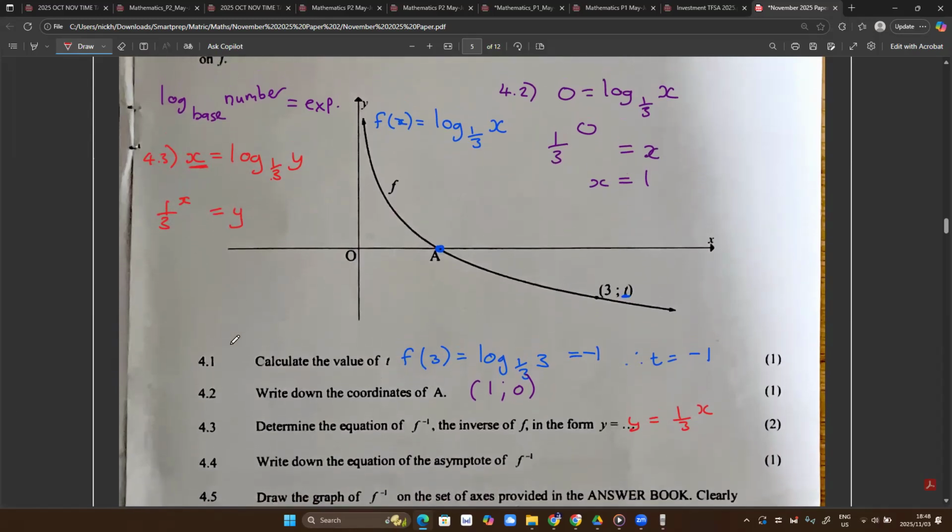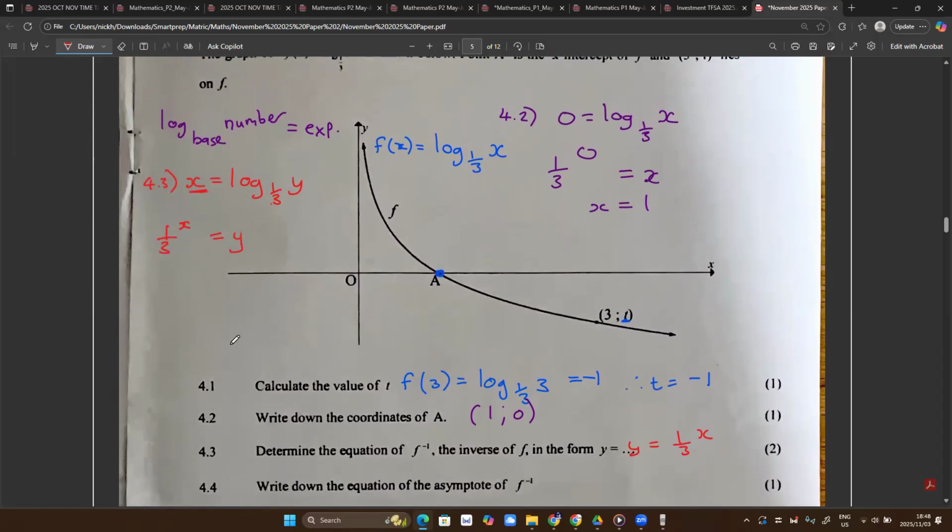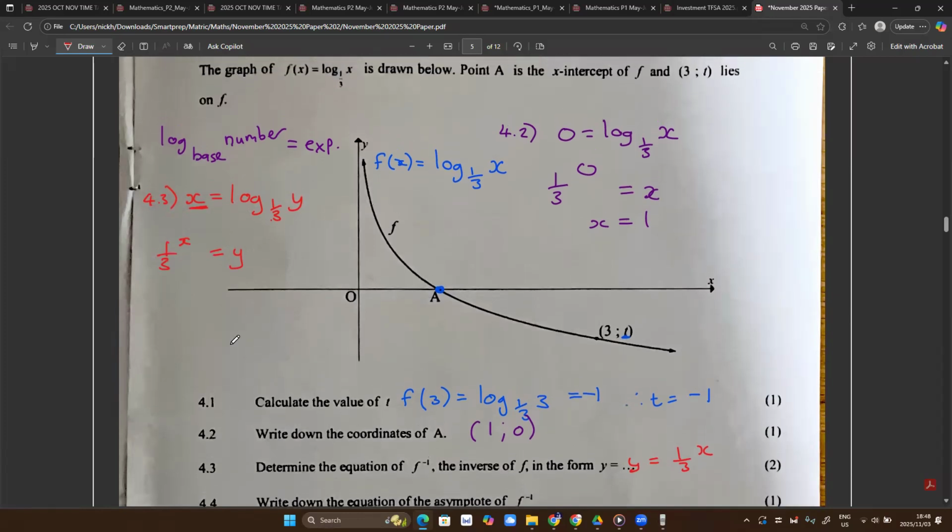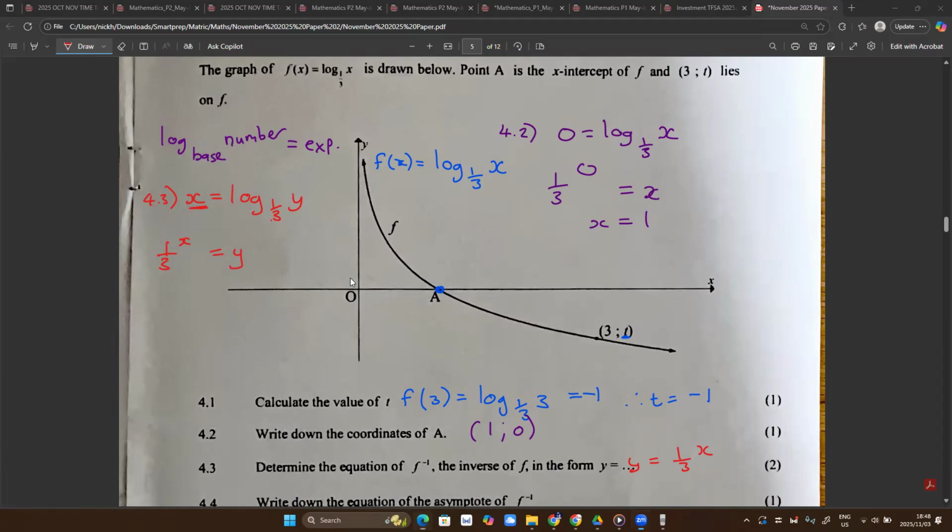Write down the equation of the asymptote of your inverse. Okay, the asymptote of the inverse. Well, all we need here is the asymptote of f of x, and it'll just be swapped. So the asymptote of your log graph, can you see that it never crosses your thing?